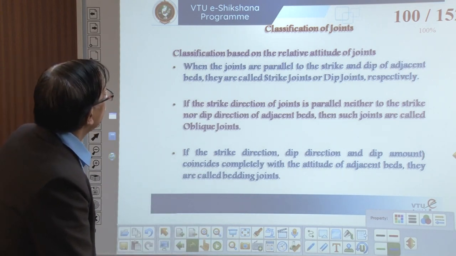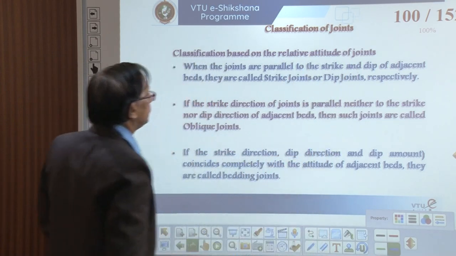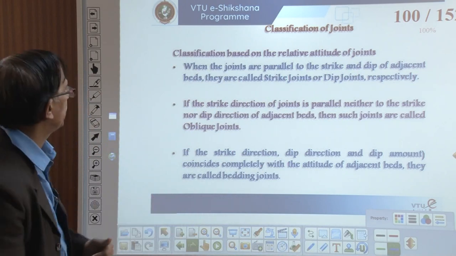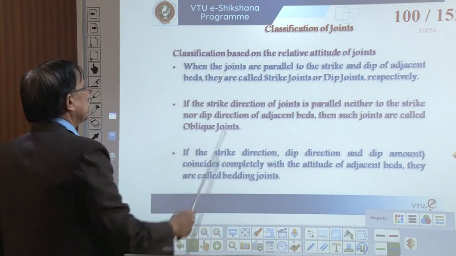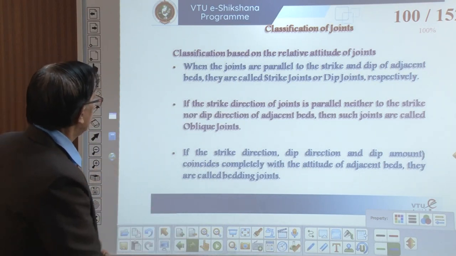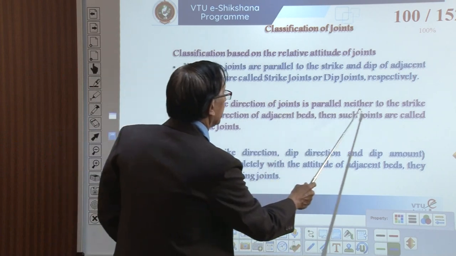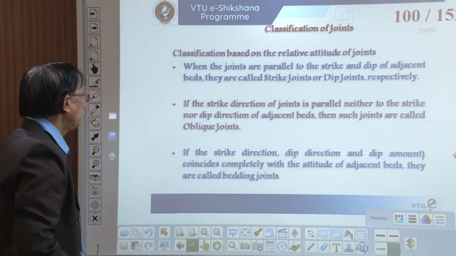People also classify joints based on their relative attitude, that is, dip and strike pattern. When the joints are parallel to the strike and dip of the adjacent beds, they are called strike joints and dip joints, respectively. We have already said that if the strike direction of the joint is parallel neither to the strike nor to the dip, we call them oblique joints.